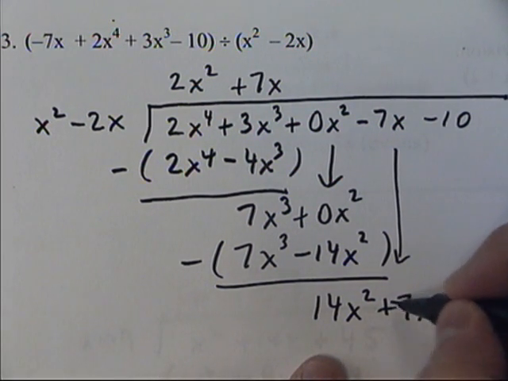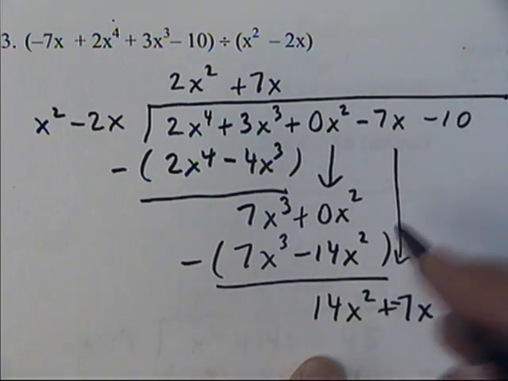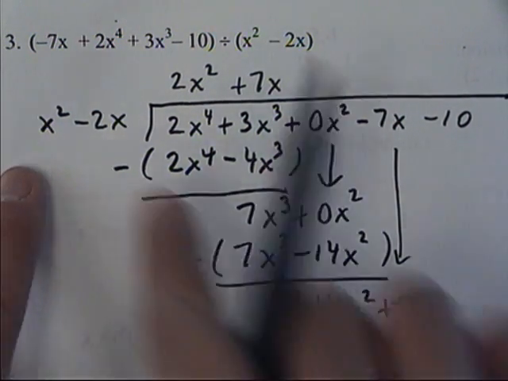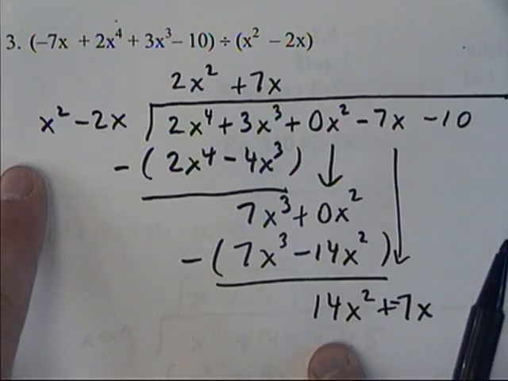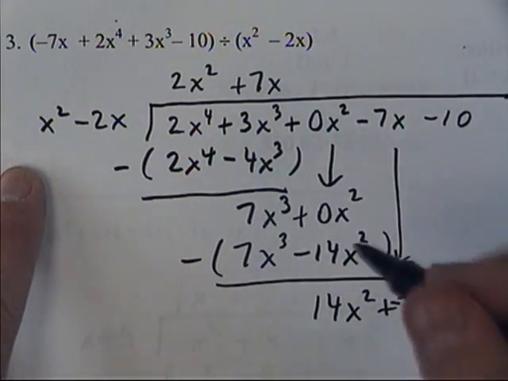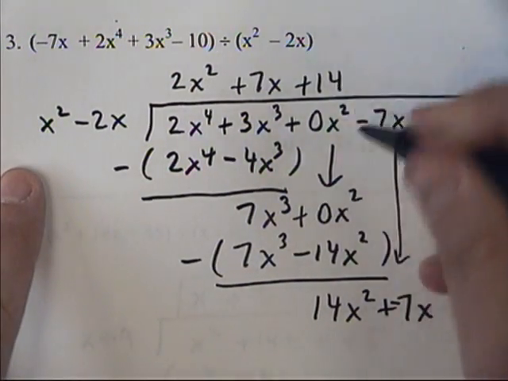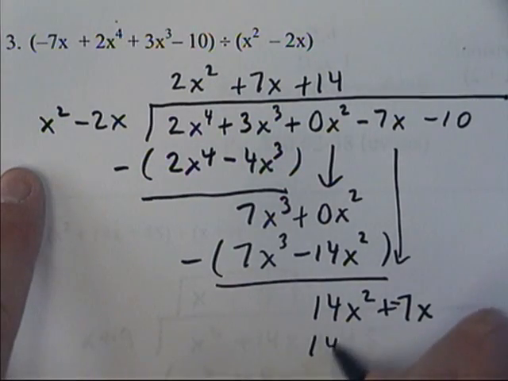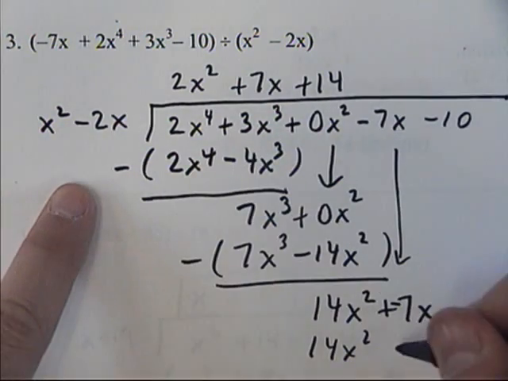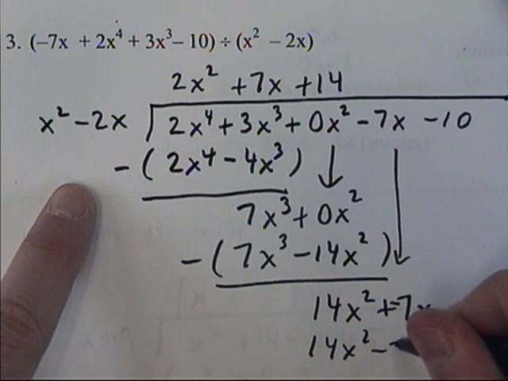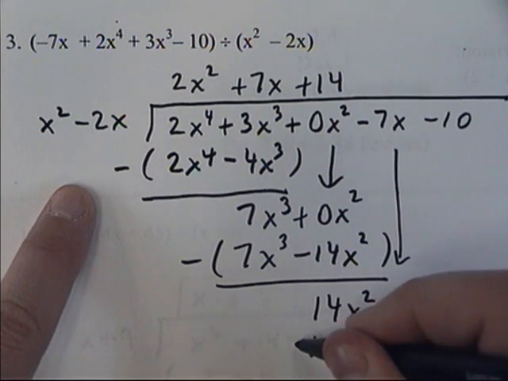Bringing down the negative 7x, we do the process again. x squared times what is 14x squared? Well, 14. 14 times x squared is 14x squared. 14 times negative 2 is negative 28x.